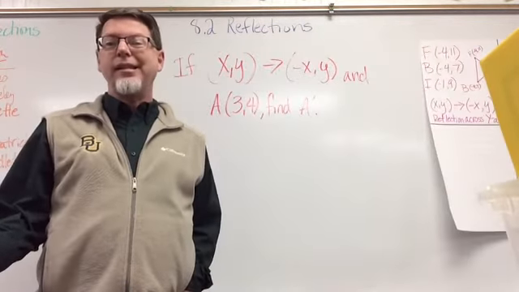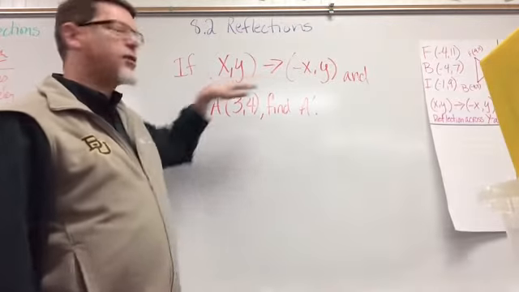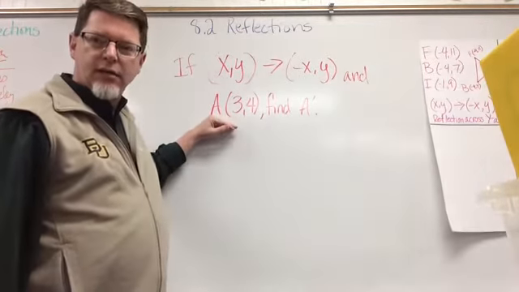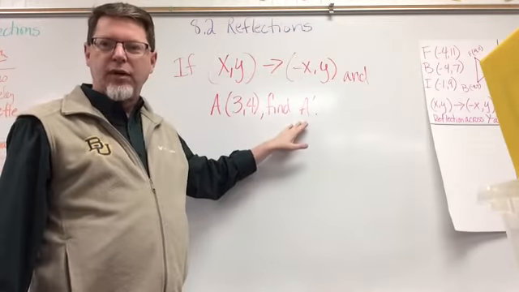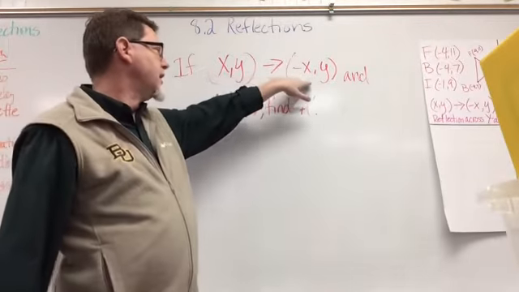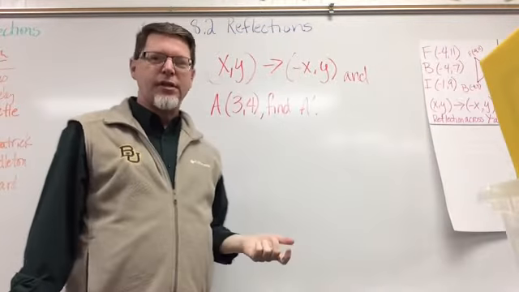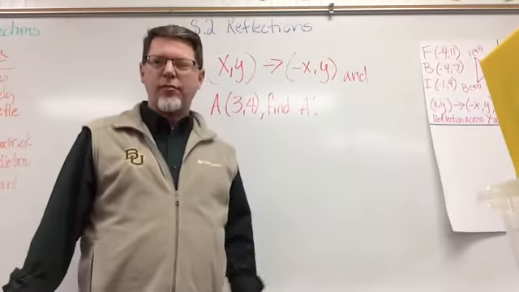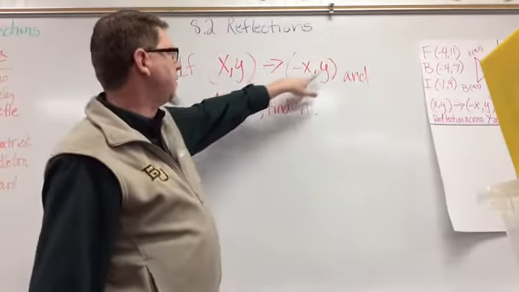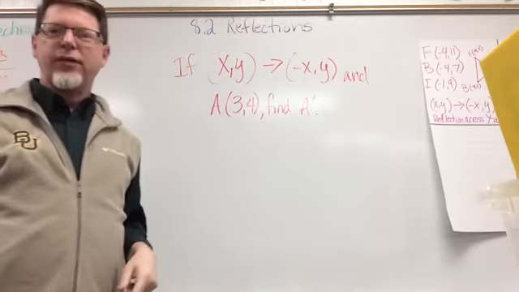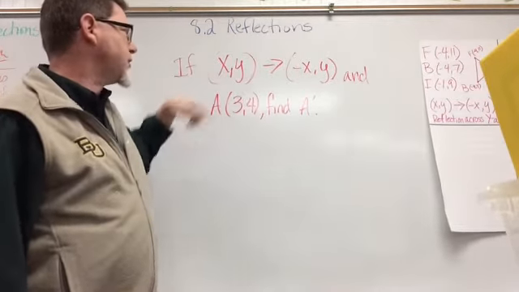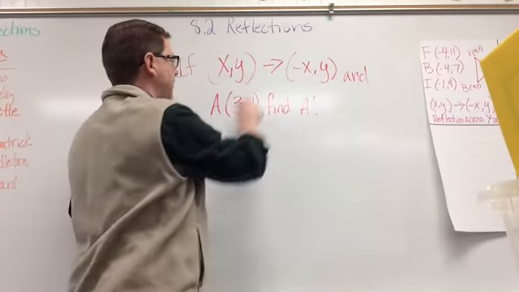Another way you might see this is, you might be given an algebraic expression and an original point, A, and asked to find A prime. So it says if (x, y) arrow (-x, y) is my algebraic representation, and A is (3, 4), find A prime. Well, I can look at this and I say, well, we went from x to the opposite of x. I must be reflecting across the y-axis. Great. So then what is my A prime? I just follow the rules. I take x and I take the opposite of x.